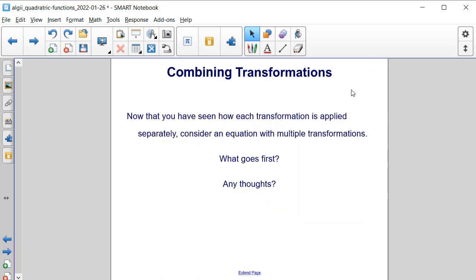Now that you have seen how each transformation is applied separately, consider an equation with multiple transformations. Which one goes first? Does anybody have any thoughts as to how to go about this? Take a moment to pause this video and think about it, and when you're done, unpause it.